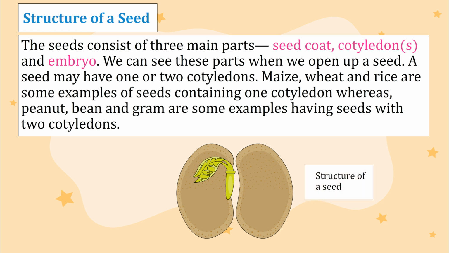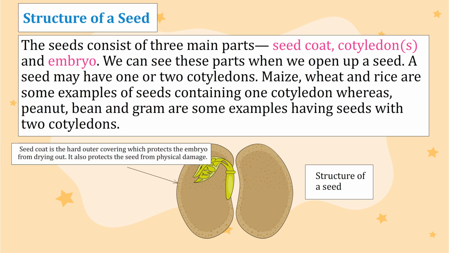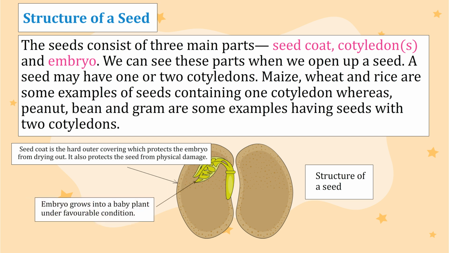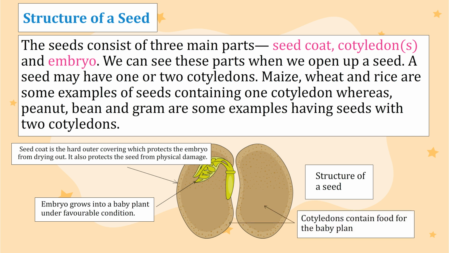Structure of a seed. Seed coat is the hard outer covering which protects the embryo from drying out. It also protects the seed from physical damage. Embryo grows into a baby plant under favorable conditions. Cotyledons contain food for the baby plant.